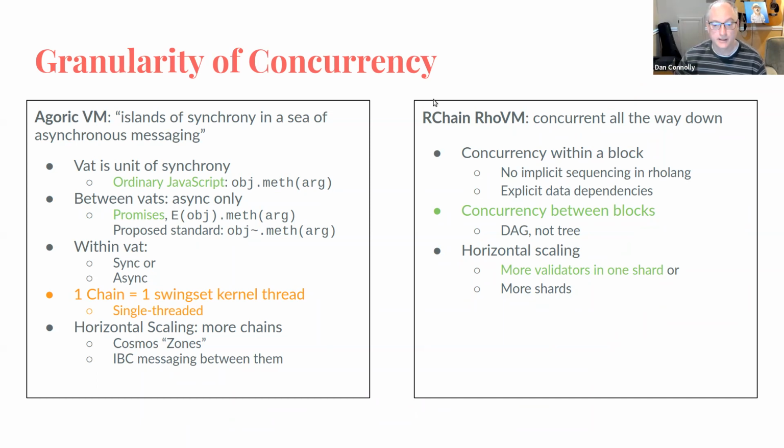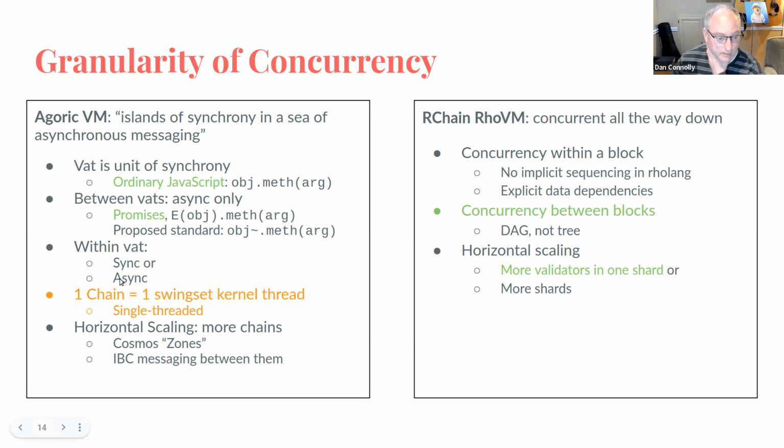So then some pluses and minuses. The Agoric VM has these islands of synchrony in a sea of asynchronous messaging. The vat is a unit of synchrony. You can use ordinary JavaScript synchronous method calls. Between vats, it's asynchronous only. It's this E syntax, and there's a proposed standard tilde syntax, but that hasn't made it into JavaScript engines everywhere yet, so we still use this E syntax. Within a vat, you can do async or async.